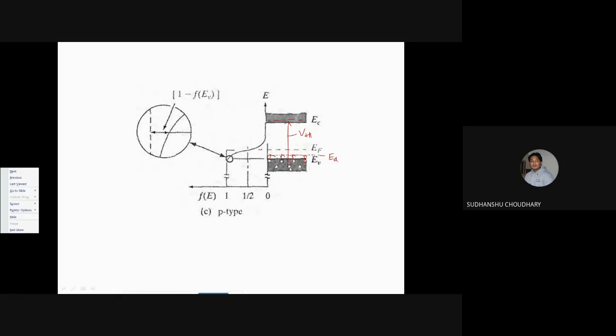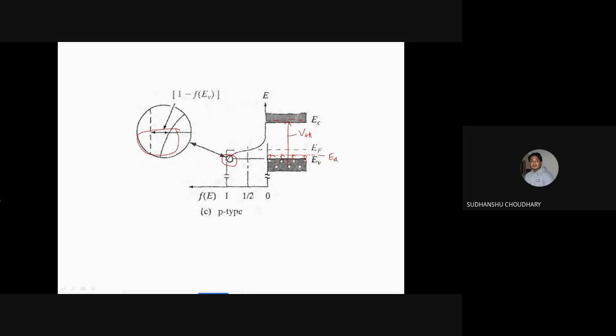But the number of holes due to thermal generation will be small compared to the number of holes created in the valence band because of ionization of electrons moving from the valence band to the acceptor impurity level, because ionization energy is small in this case. So that is how I see that the Fermi level here has widened. That is, this portion has widened.